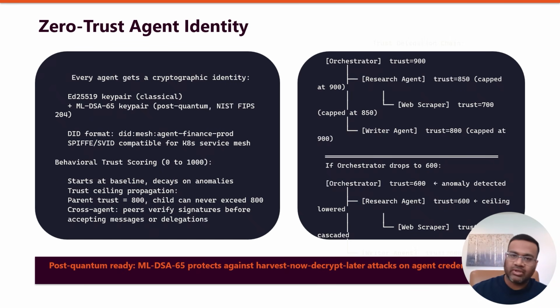This is zero trust applied to AI agents. No agent is trusted by default. Every action, every message, every delegation is verified.